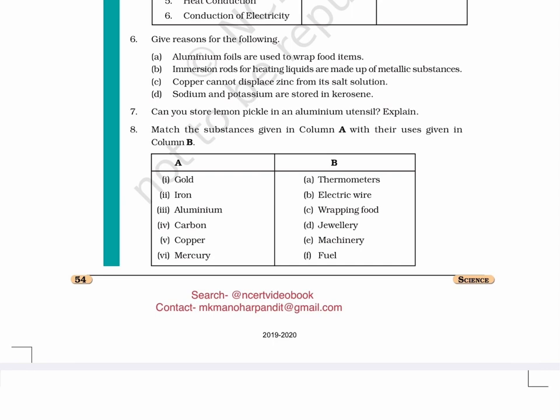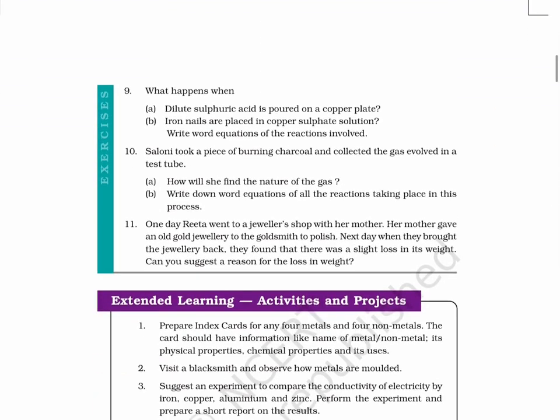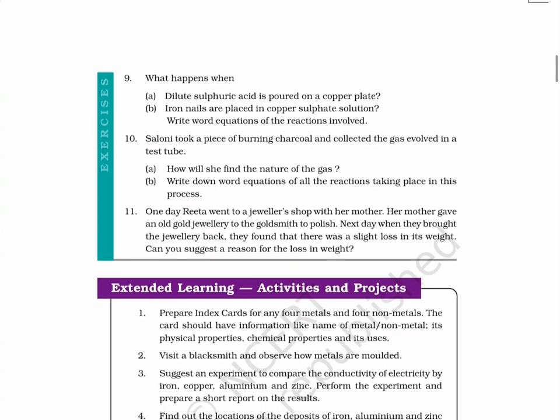Page 55. 9. What happens when A. Dilute sulfuric acid is poured on a copper plate. B. Iron nails are placed in copper sulfate solution. Write word equations of the reactions involved.